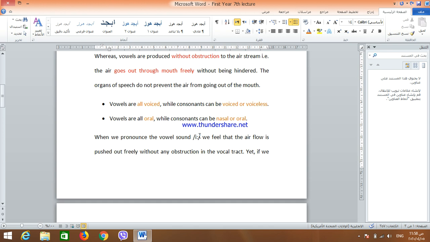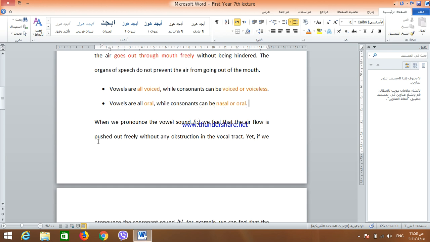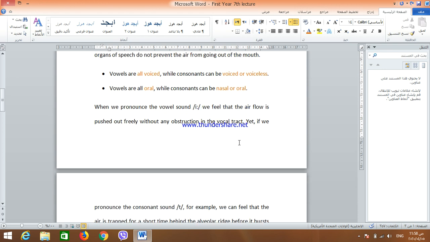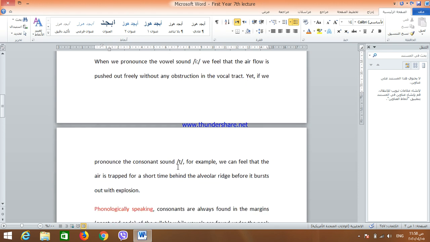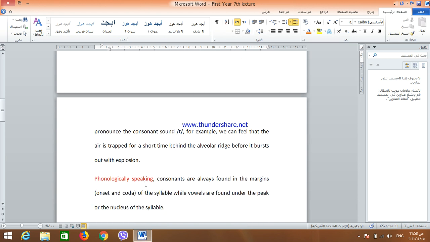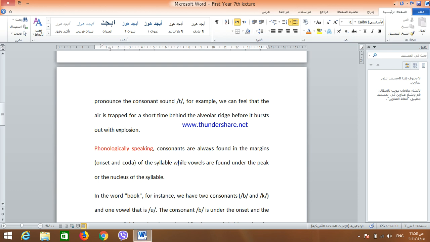So, when we pronounce the vowel sound e, for example, the airflow is pushed out freely without any obstruction in the vocal tract. My students, try to practice the difference between e and t. E, the air goes out freely, it's a vowel. And t, you can feel that there is a complete obstruction when the tip of the tongue is raised to be in touch with the alveolar ridge. Okay, and the air is trapped for a short time behind the alveolar ridge before it bursts out with explosion.